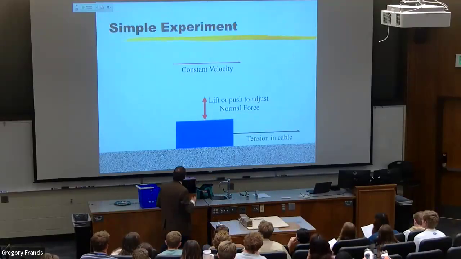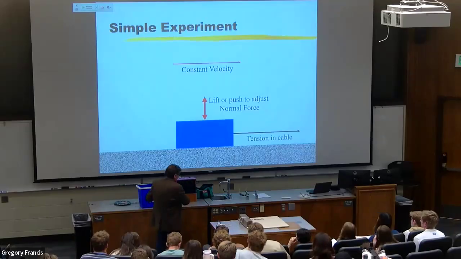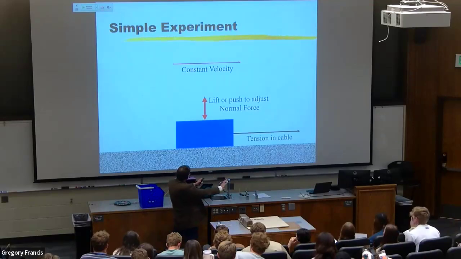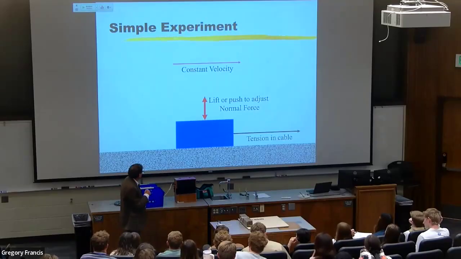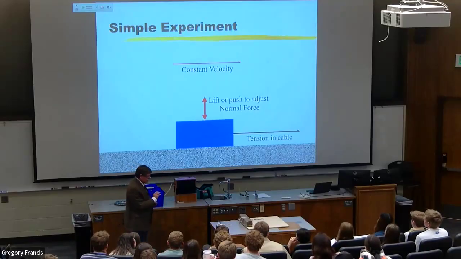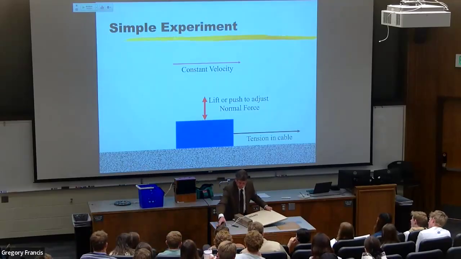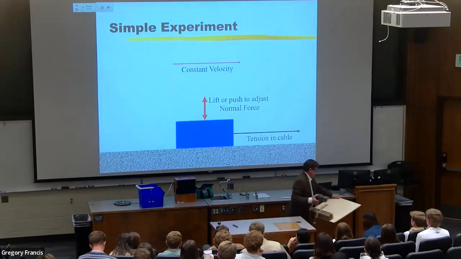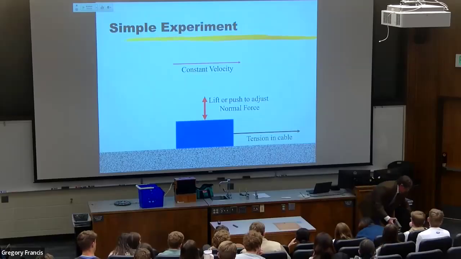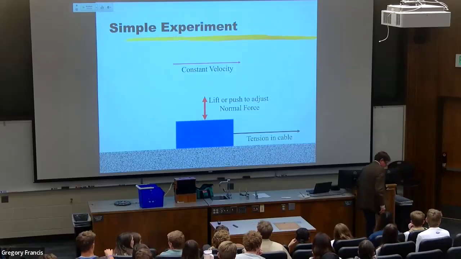Now, we're gonna do a simple experiment. We're going to take a block and pull it across the floor, and we're gonna change the normal force between the floor and the block. But we're gonna move it with zero acceleration, constant velocity. Now, instead of a block, I'm gonna use this sled. And I'm going to need these three people to come up and help with this.